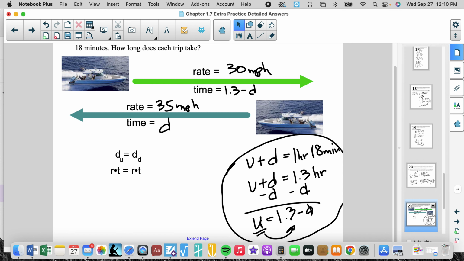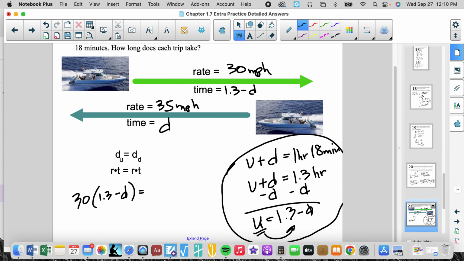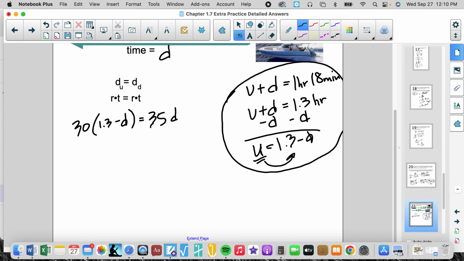Now we start plugging in. The distance up is going to be the rate times the time. So our rate is 30 miles per hour, and our time is 1.3 minus D. And downstream, our rate is 35, and our time downstream is going to be D. Now we have only one variable, so that's why we can solve for it. 30 times 1.3 is going to give us 45.5 minus 30D equals 35D.